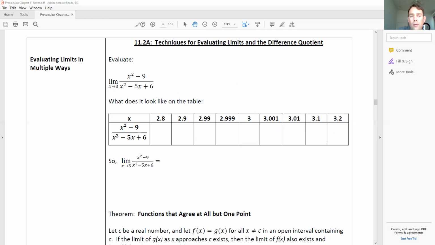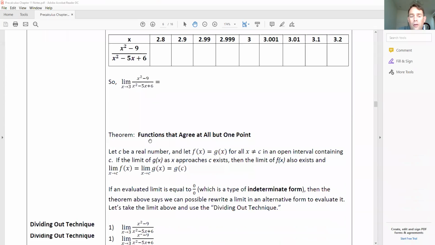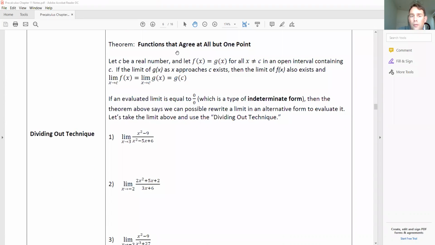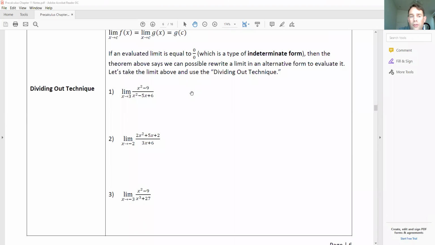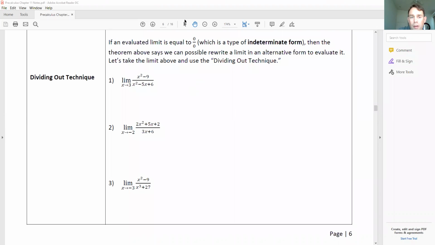Well, we have a theorem that says if functions agree at all but one point, then I can rewrite it and use that new form to evaluate it. So we could go through that whole thing, but essentially this is what it says. If I plug a number in, if I plug 3 in here, I get 0 over 0. And we always got to plug the number in first. If that happens, then this theorem we have says, okay, well, let's try to rewrite this in a different way.